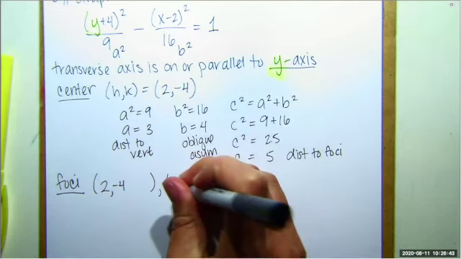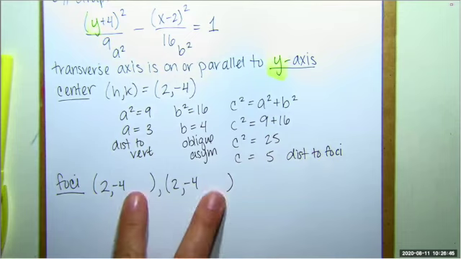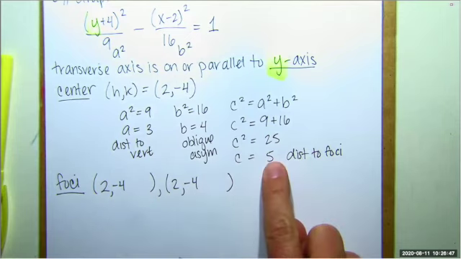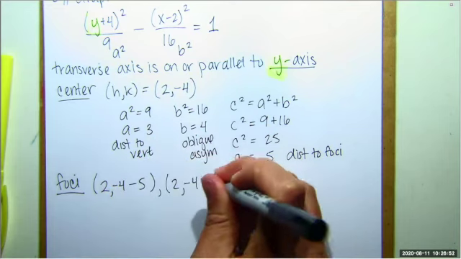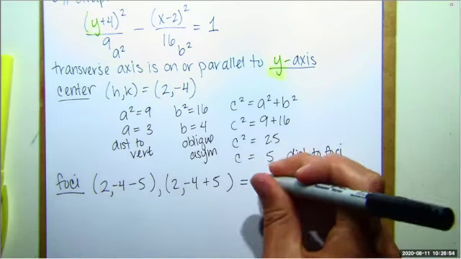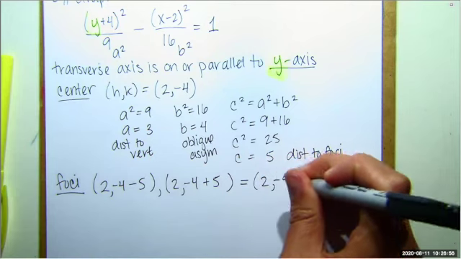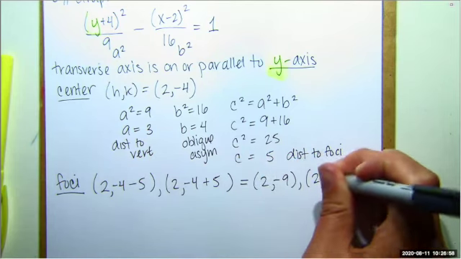So let's see, we got 2, -4, we need to do 2 here. We need to go plus or minus. And to get to our foci, that's a distance of 5. So here I'm going to go -5, and here I'm going to go +5. So that gives me (2, -9) and (2, 1).